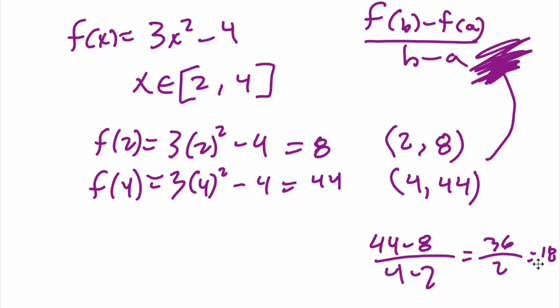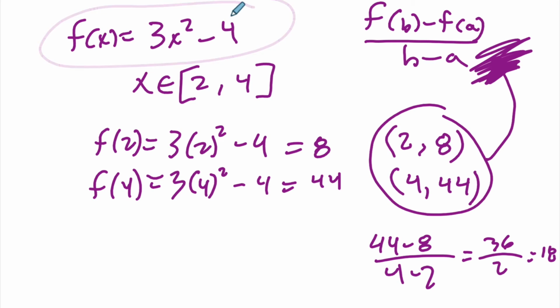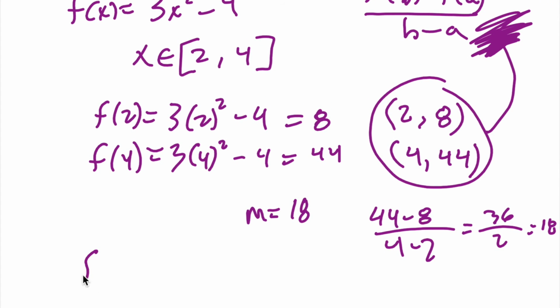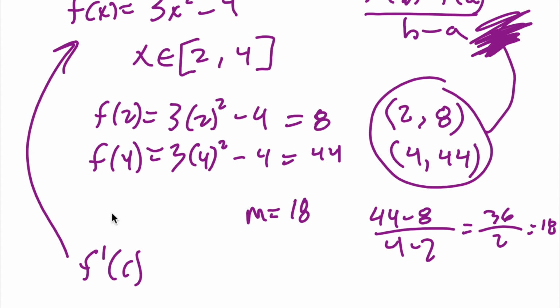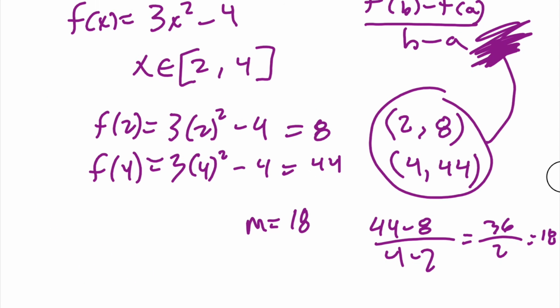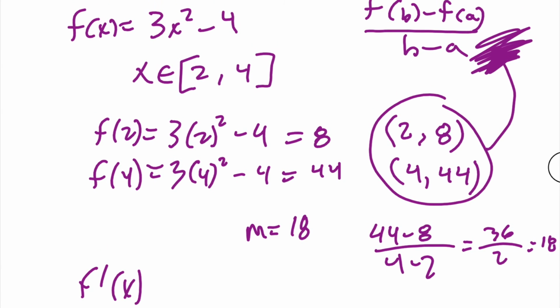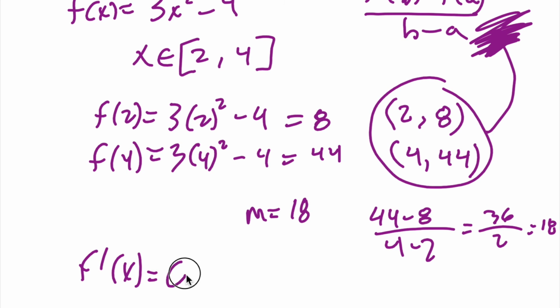Okay. So the slope between these 2 points, or the average rate of change between those 2 points on this curve, is equal to 18. So the mean value theorem says, if that's true, then there's some value on this curve where the derivative is also going to equal 18. We're going to figure that out. First, we need the derivative of f of x. If our function is 3x squared minus 4, that's easy. That's just going to be 6x. I did the power rule.